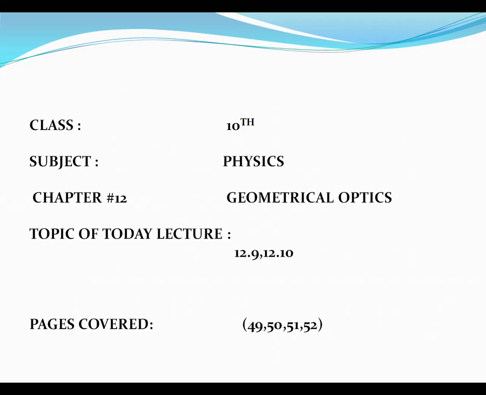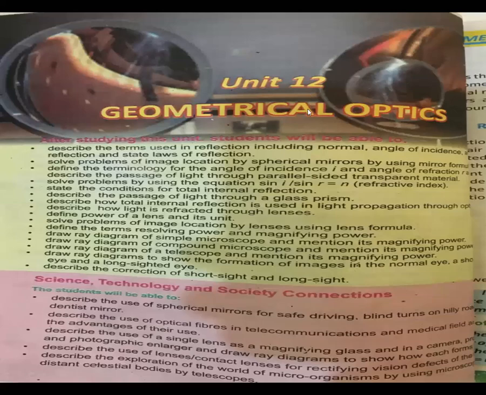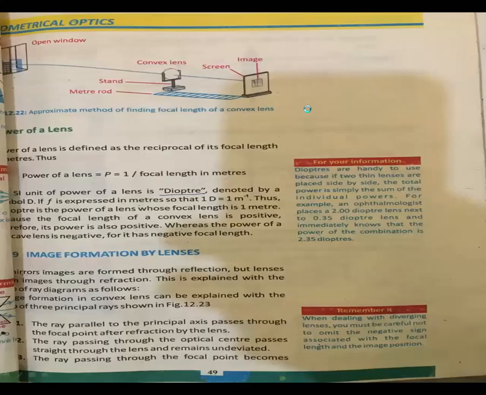This is the chapter we are doing, geometrical optics, unit number 12. Today we are going to discuss power of a lens, which is on page number 49. If you open the 10th class book, page number 49, you will find this topic, power of a lens.